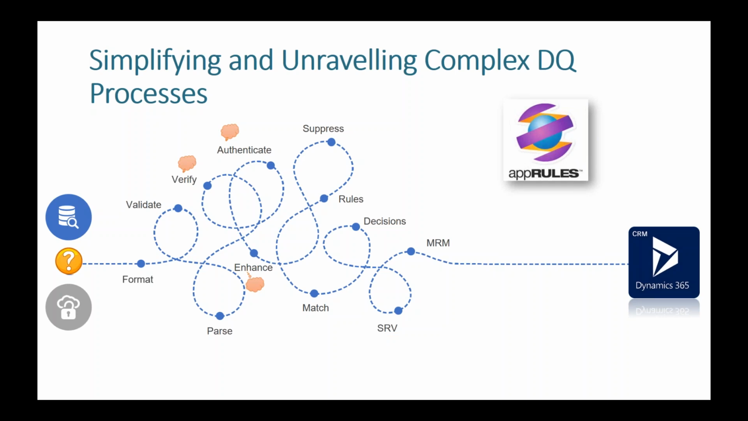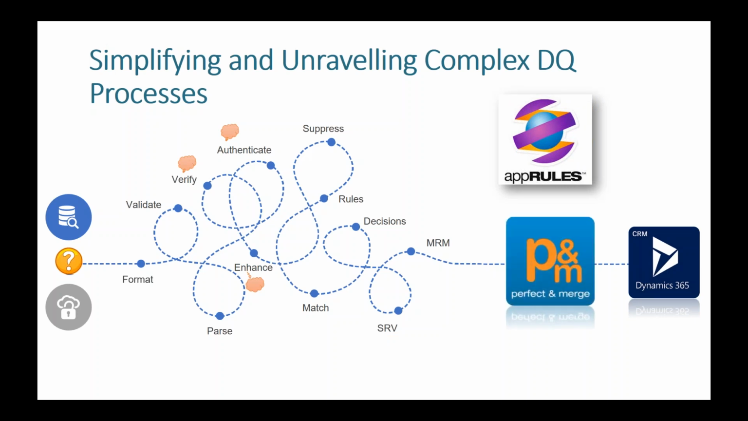And to do that, we've got some technologies. We have an integration, migration, and rules engine platform called AppRules. And in the context of CRM, as we have it on our screen here, we have an integration called Perfecta Merge that identifies and manages duplicates within CRM and makes sure you have a golden record. So let's talk about the golden record.